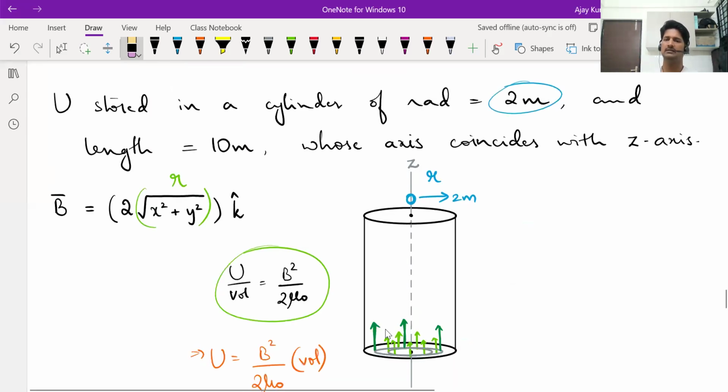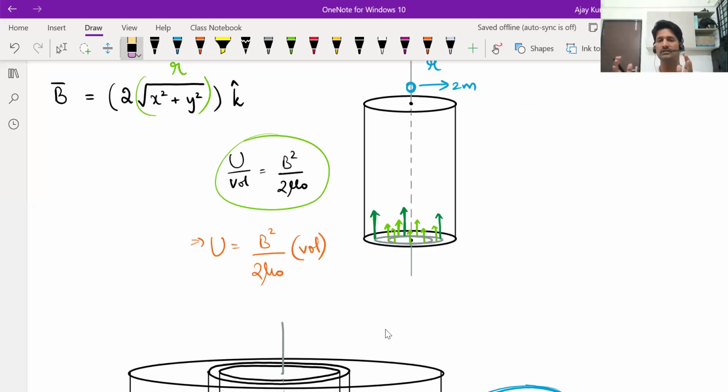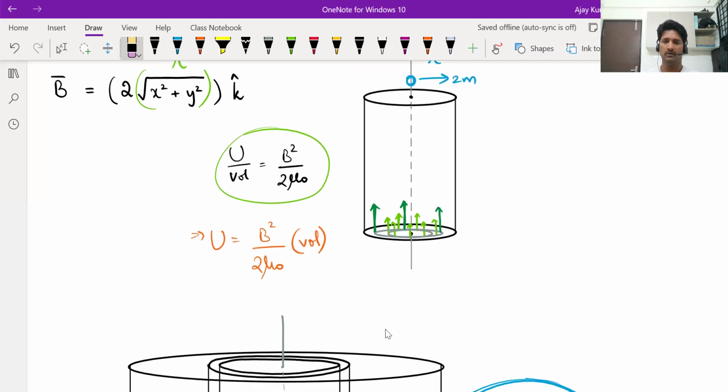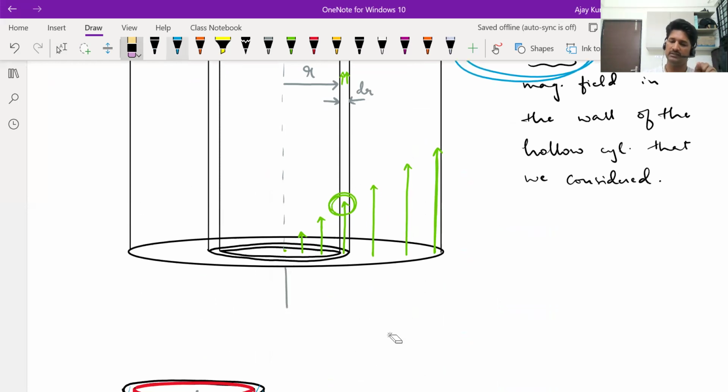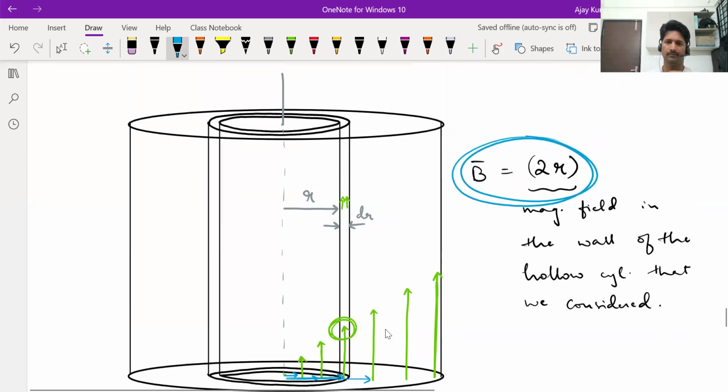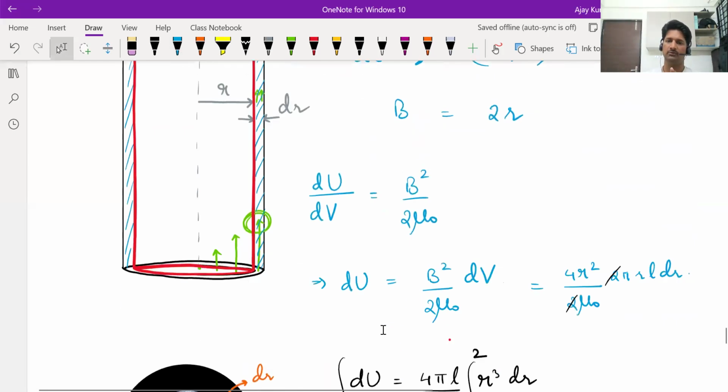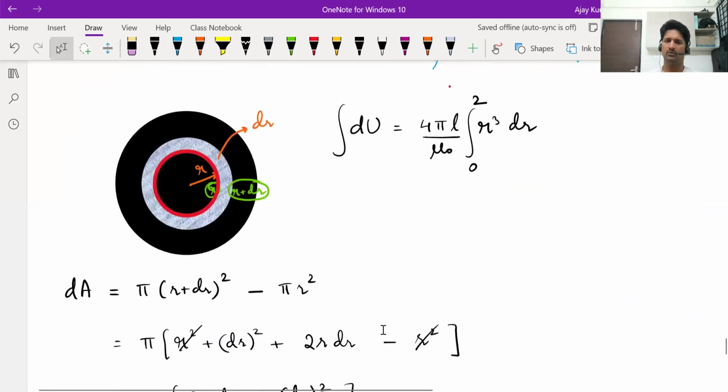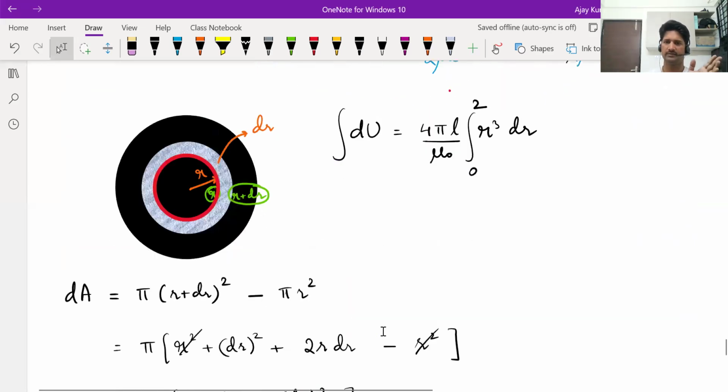Like in this case, we first visualized what the field is varying depending on, and we found that the field varies depending on the distance from the axis. That was given in the question. So from one distance to another distance, the field was varying. So we took a certain volume at a fixed distance from the axis, and that became a hollow cylinder's wall. We wrote an expression for that volume. We wrote an expression for energy in that volume. Integrating that, we got the total energy in the entire cylindrical space.